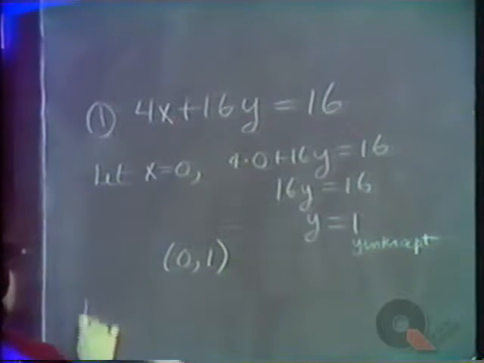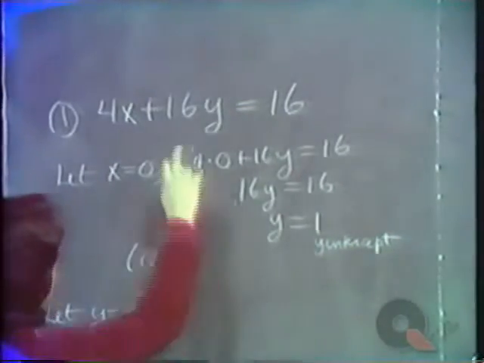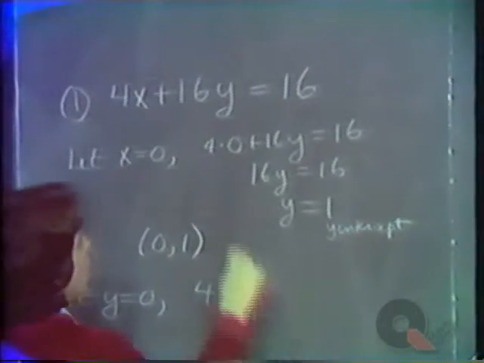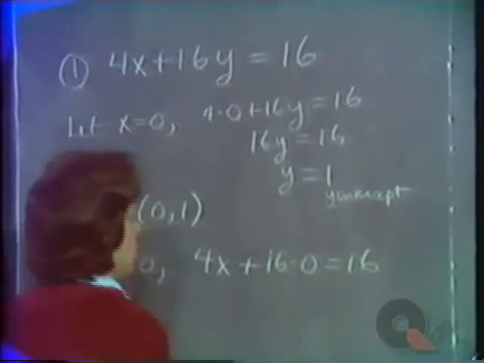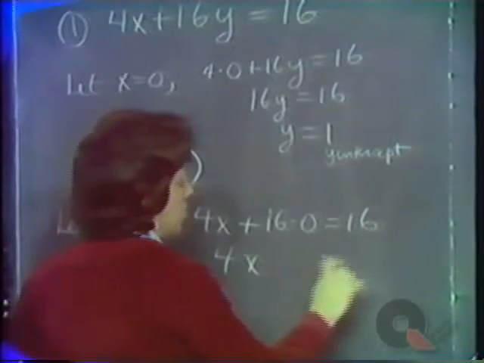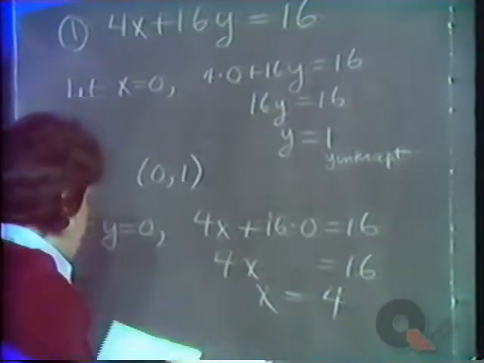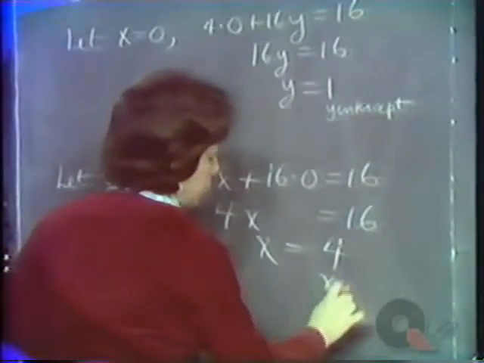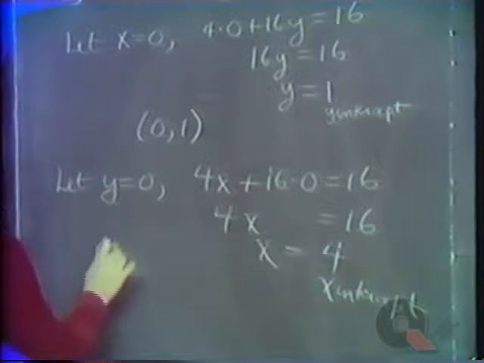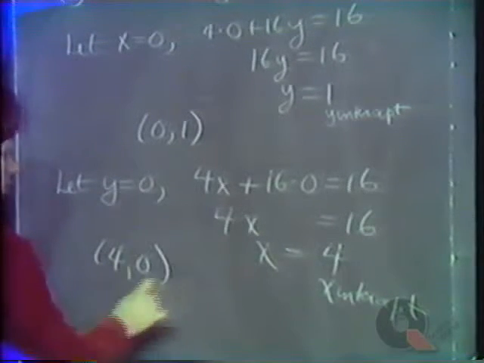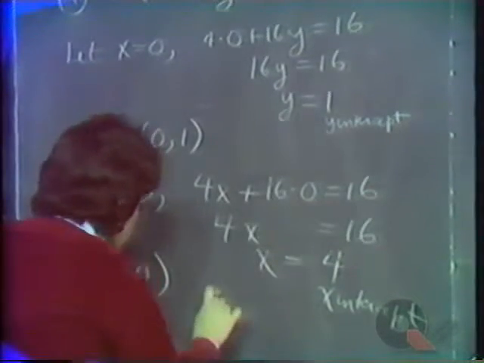Similarly, we can set y equal to 0 and find the x-intercept. If we set y equal to 0, we get 4x plus 16 times 0 equals 16, or 4x equals 16. X equals 4. 4 is the x-intercept. And this means that the line goes through the point 4, 0. So we have the x-intercept and the y-intercept.